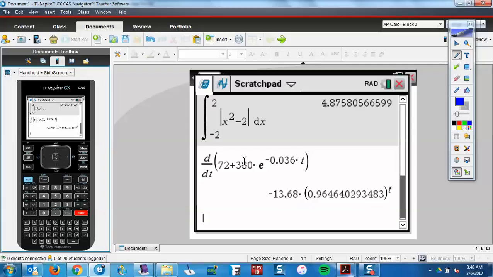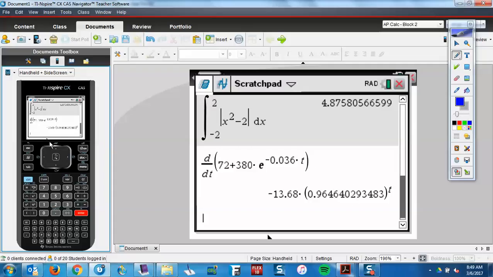Now I think it would be a good idea. Here's the calculator. Notice the calculator did it differently. What we would usually do is go e to this and then kick out a negative 0.036, and the 72 would go away. Well, what they did is, remember, a power to a power you multiply. So they did e to the negative 0.036 and then to the t power. So that's what they did.